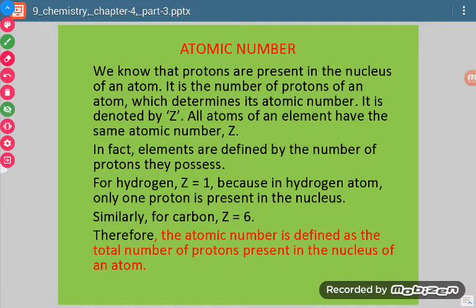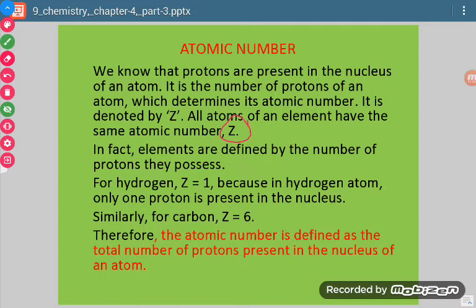So the very first thing is that atomic number is denoted by the symbol Z. Okay. Now protons are present in the nucleus of an atom. It is the number of protons of an atom which determines its atomic number. It is denoted by Z. All atoms of an element have the same atomic number Z. In fact, elements are defined by the number of protons they possess.